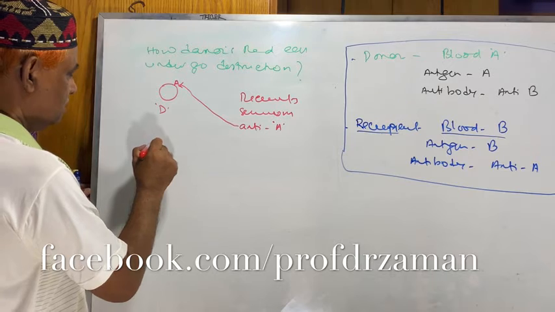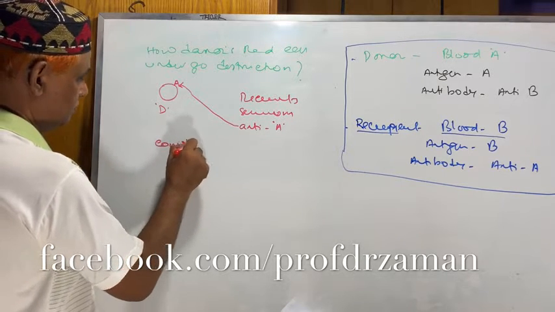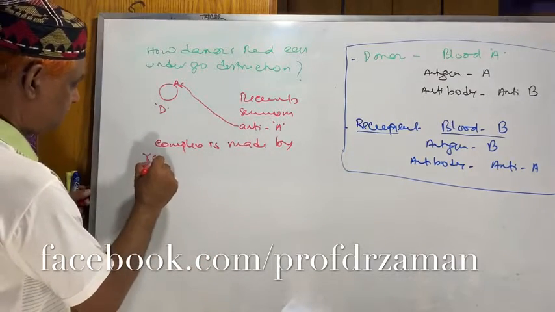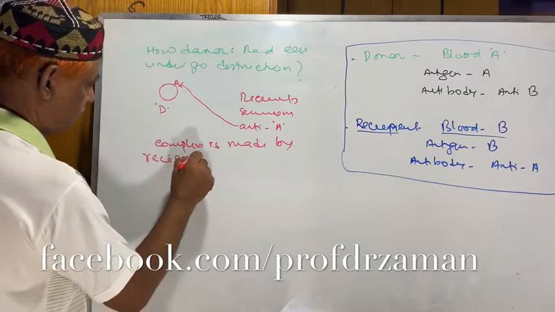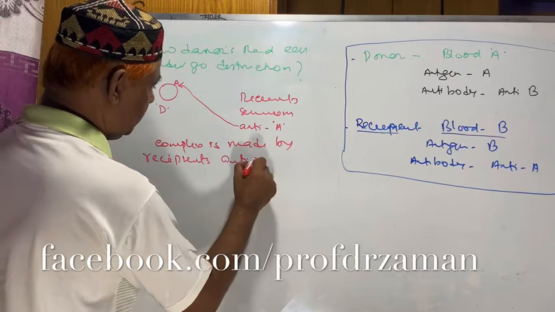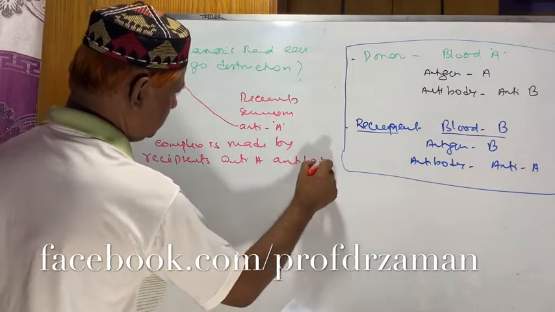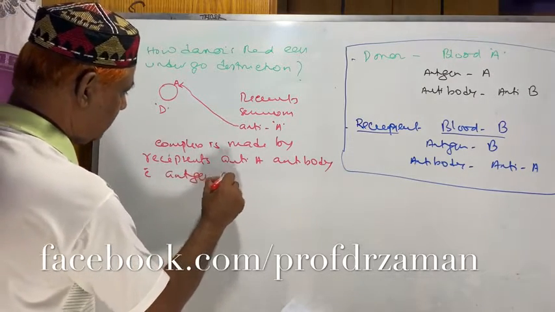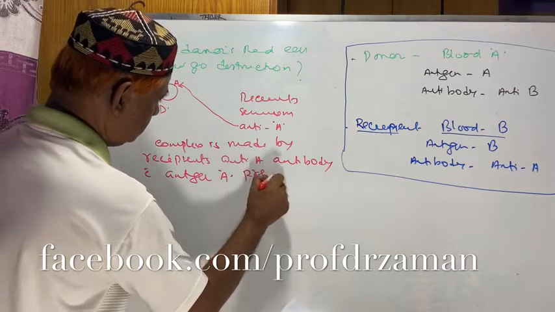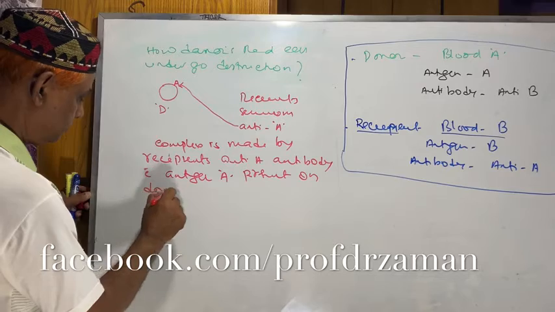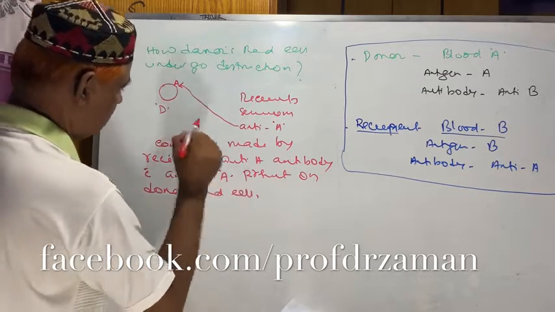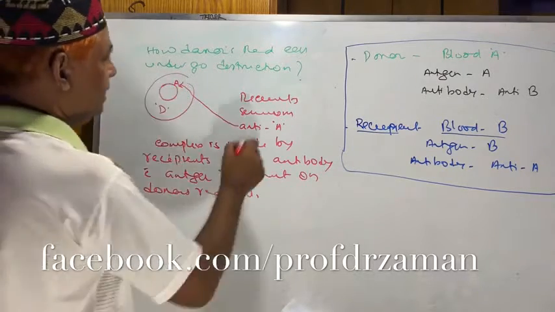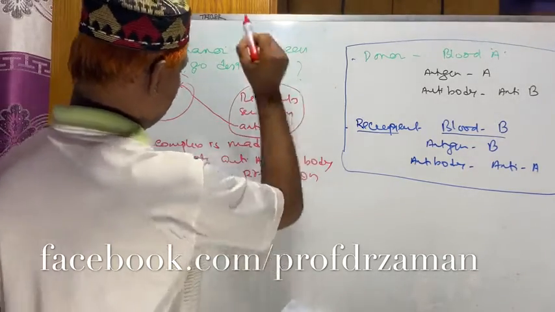So, a complex is made by the recipient's anti-A antibody with antigen A present on the donor's red cell. Again, the donor has antigen A on the red cell membrane and the recipient's serum has anti-A antibody.